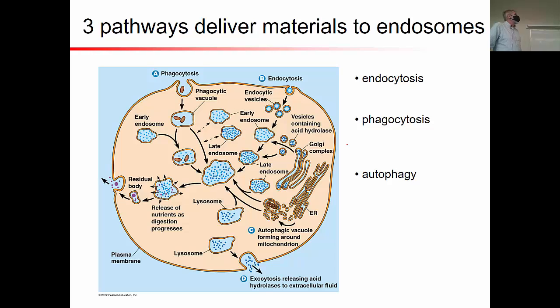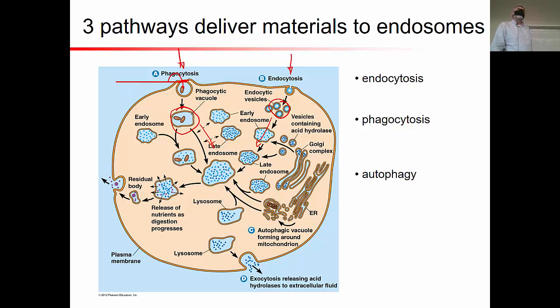There are 3 pathways that deliver material to the lysosomes. The first 2 are phagocytosis and endocytosis. These are 2 different ways in which we bring things into the cell. So what's happening here is the cell is pushing in and then will eventually seal off and form either a phagosome or phagocytic vacuole or an endosome. And these then fuse together and eventually fuse with the lysosome.